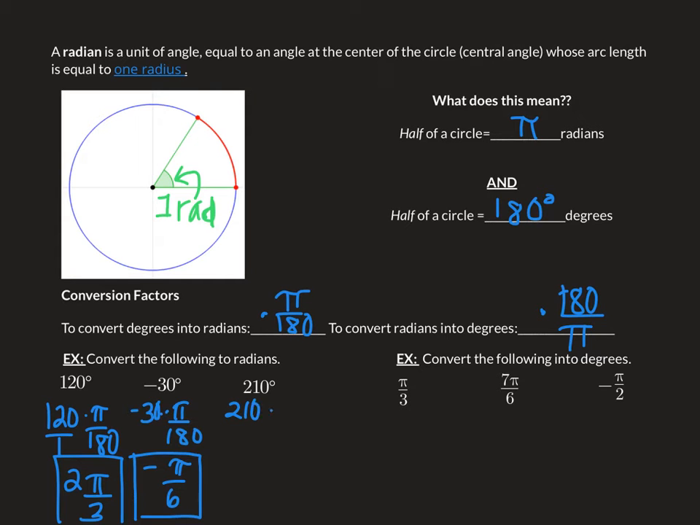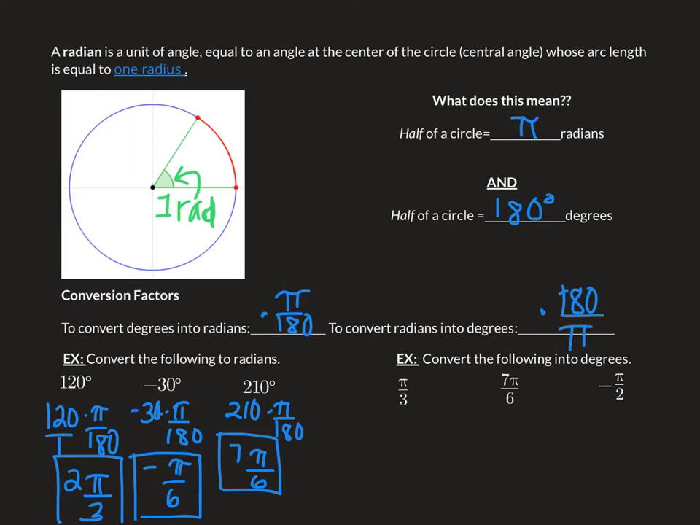Okay, let's look at 210. 210 times pi over 180, and I can reduce each of those by a factor of 30, looks like. 30 goes into 210 7 times, 30 goes into 180 6 times, so I would get 7 pi over 6. How'd you do?